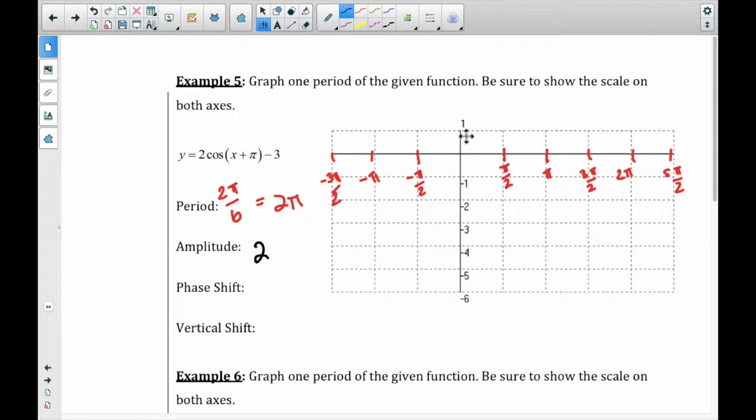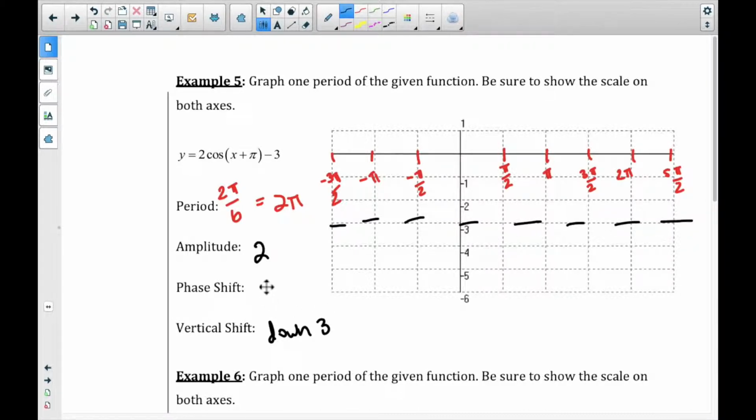Now, we're a little off, but there's a reason for that. The reason is the vertical shift. We have a down 3 vertical shift. What that means is we usually have a center line going on the x-axis, but since we have a -3, everything is going to be shifted down 3. And so this center line is also shifted down 3. Now when we do our amplitude, up 2 and down 2.